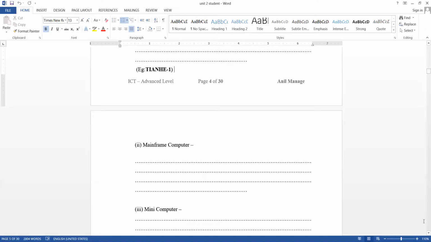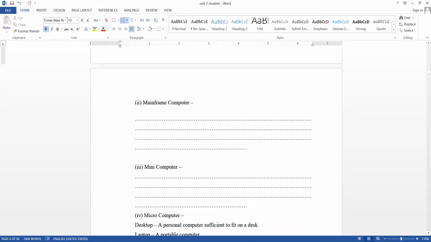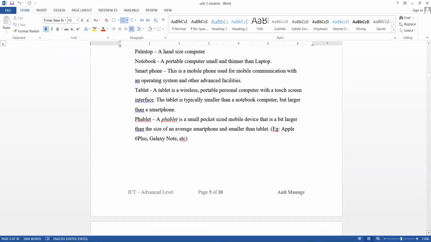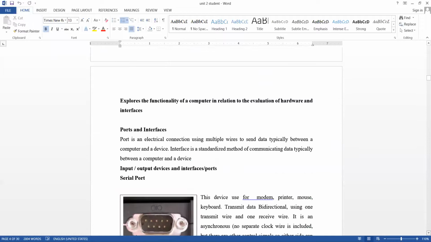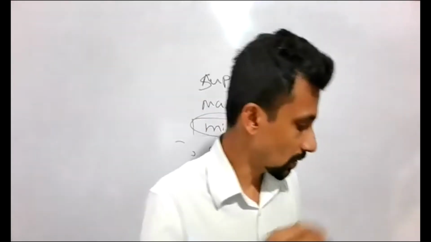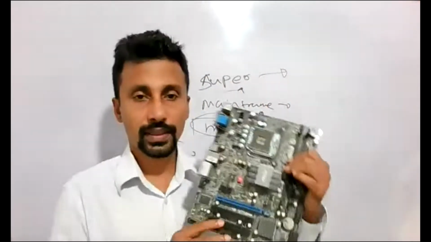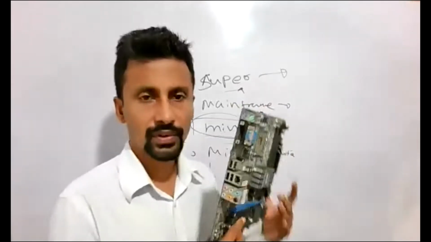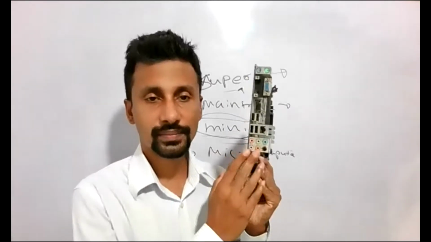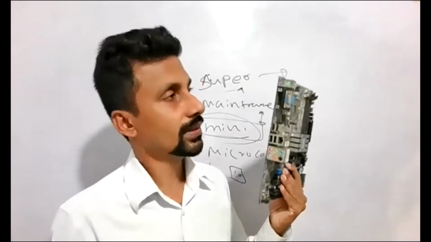Then we'll go to the other part. Okay, I'm going to discuss about ports, right? So before I go through these ports, why do we need to have ports? Now here I have a motherboard. I think it's clear for you all, right? So on this side you have all the types of ports, right? So not everything is here, right?